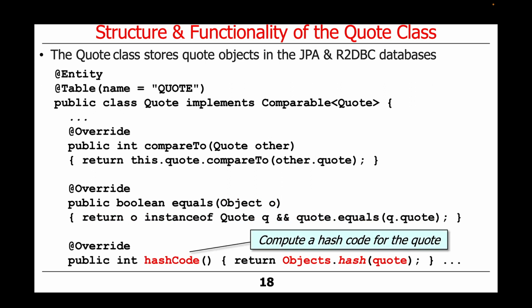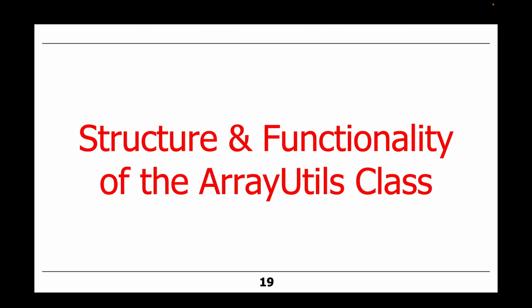And then the final method in Quote is the hashCode, which just computes the hash code for the quote using the Objects hash method, which comes out of the box and works on strings. And we need this again for things like distinct, based on how it's implemented.